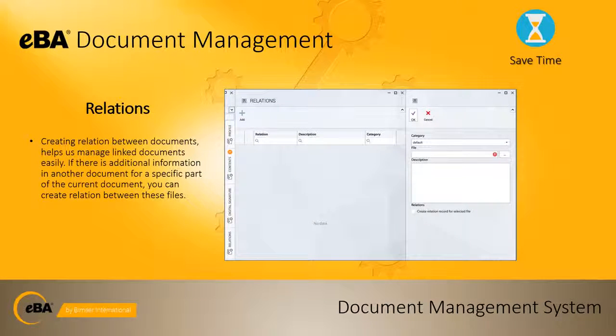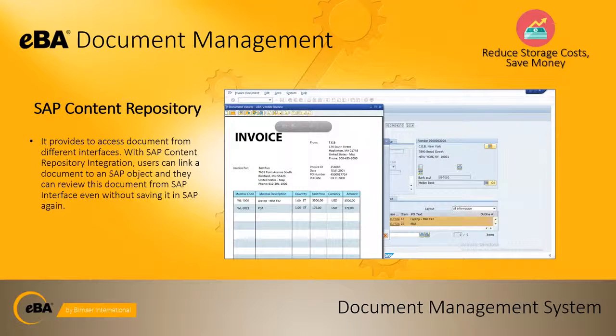With eBA, it is also possible to create connections between documents. Those connections are helpful while managing related documents. For example, a document might include a reference to a more detailed one, and the user can create a link between the two. Users may access the documents from different interfaces. For example, integrating eBA with SAP Content Repository allows users to link a document to an SAP object and review it from the SAP interface directly.